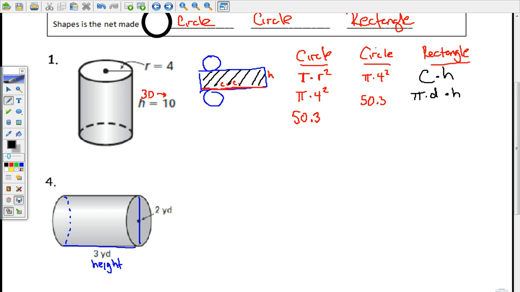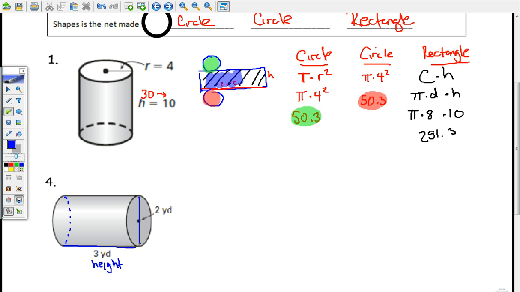Okay, so pi times diameter. Here our diameter is, doubling 4, we get 8, and our height is 10. So pi times 8 times 10 is 251.3. So what we have to do now is add up all 3 parts, the circles and then the rectangle. So the circles, I'll do that one at a time. The first circle is 50.3. The second circle is 50.3. They're the same. I should have done the same color actually.